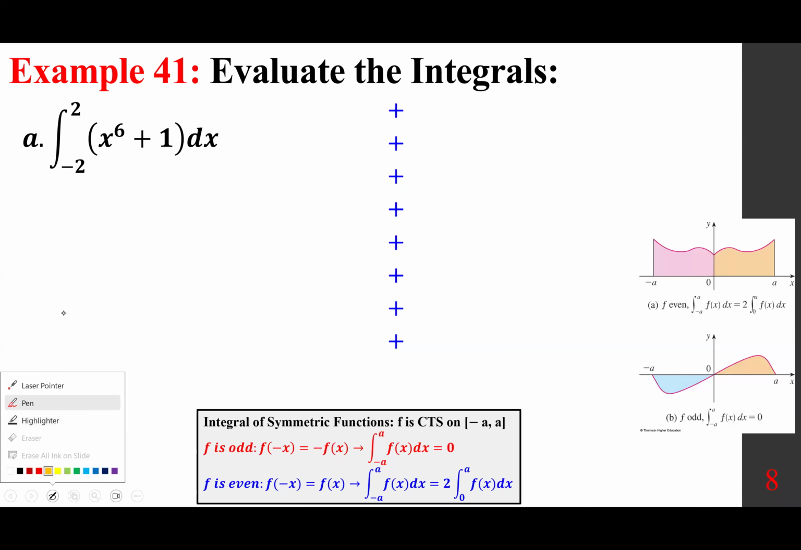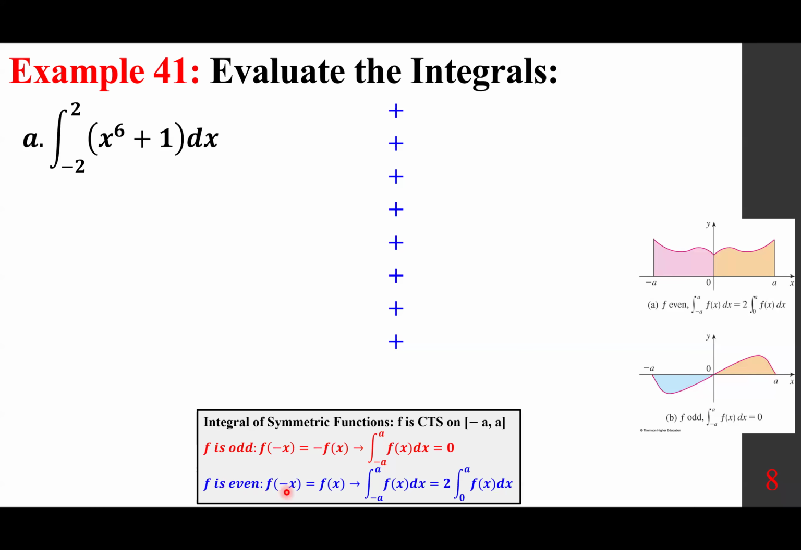All right, the integral from minus 2 to 2 of x to the power of 6 plus 1 dx. When we have an integral from negative to positive of the same value, it is helpful to know the following. Integral of symmetrical function. F is continuous on the interval of minus a to a. If f is odd, f of minus x is minus f of x, the integral from minus a to a of f of x dx is 0. So take a look at this one when it's odd. This and this one are identical, but on opposite sides. This is considered positive, negative, they cancel each other.